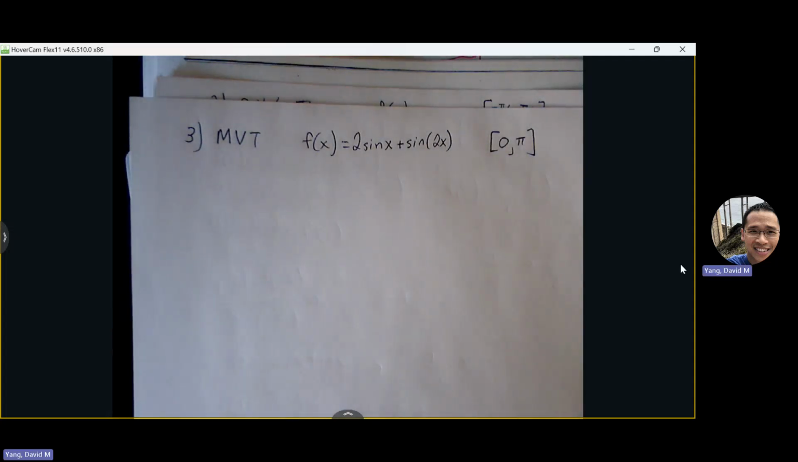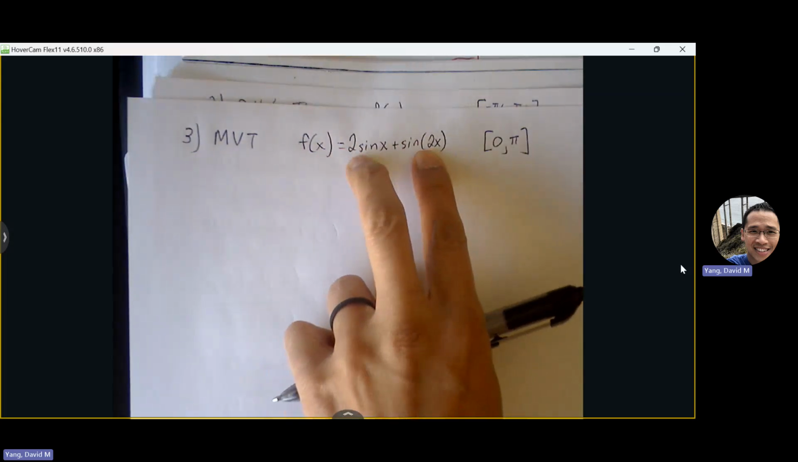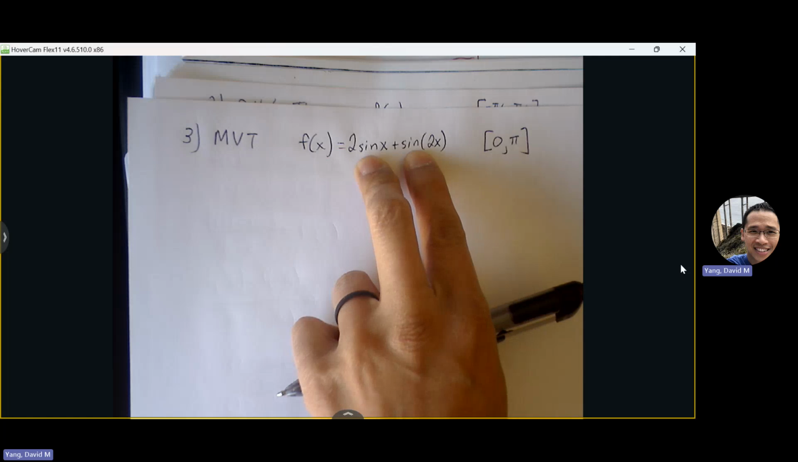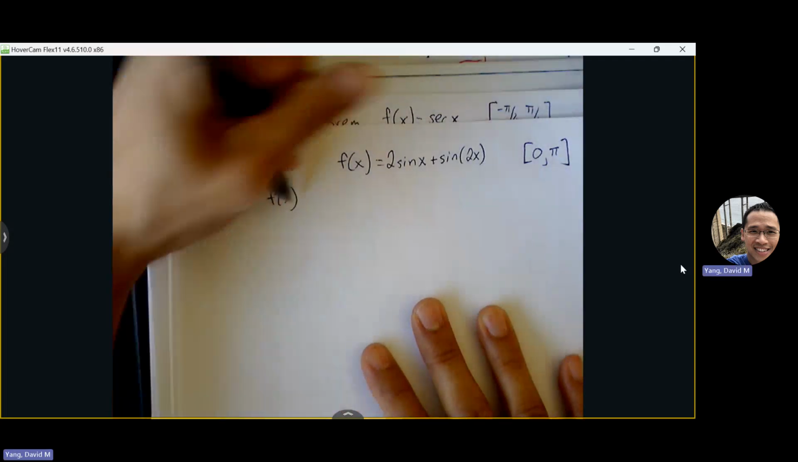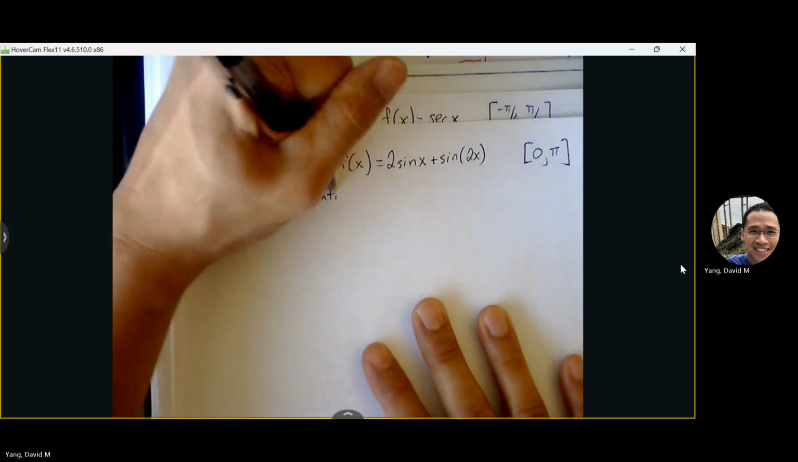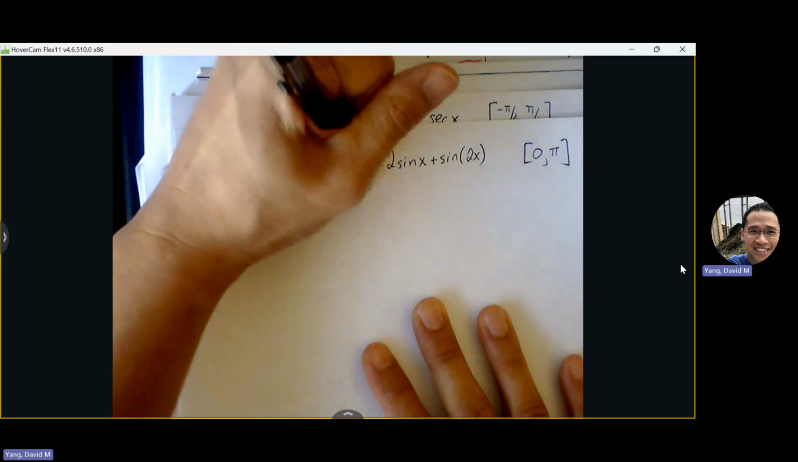Okay, so let's go through our conditions. Same conditions as Rolle's theorem, continuous and differentiable. Now sine is easy. There's never any asymptotes with sine or cosine, so it's always smooth, always continuous. So there's no need to check anything. Just have to write out our conditions.